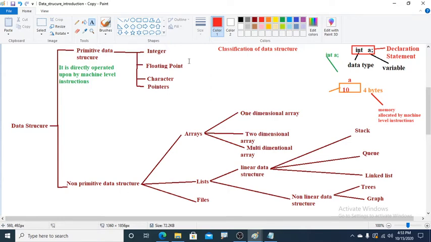At the same time, you can assume it as floating point, float a. A is declared as a float. Float means all of you know it, 10.0, 5.0, 5.5, like that. So that is floating point. Suppose b is declared as a float. B can store only floating point values. Character as well, character only it will accommodate, pointer address only it will accommodate. This is about primitive data structures. So all of you understood, it is directly operated upon by machine level instructions.